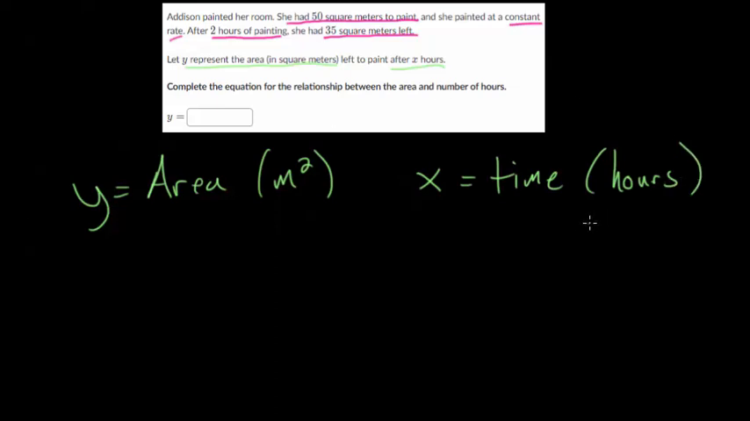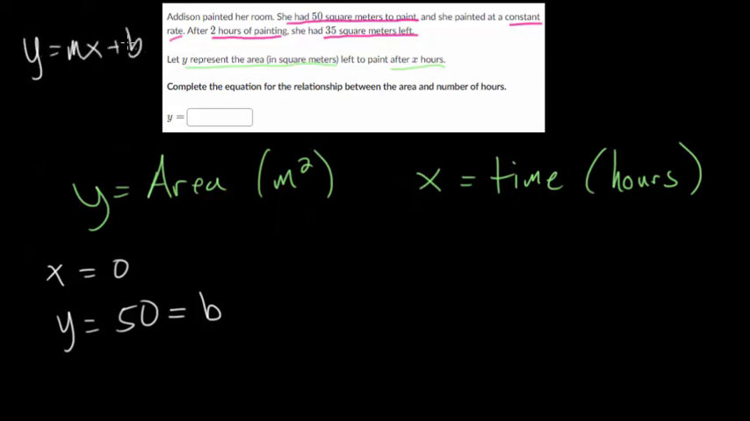Now we want to look for key pieces of information. So the second sentence, she had 50 square meters to paint. So what we can learn from that is that when X is 0, so before she started painting, she had 50 square meters to paint. So Y in this case would be 50. So that is our Y-intercept. So we can just call that B from, remember, our slope-intercept form, since ultimately this is what we're trying to find. So we found B already.